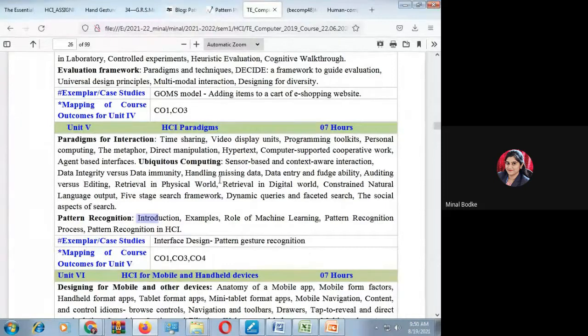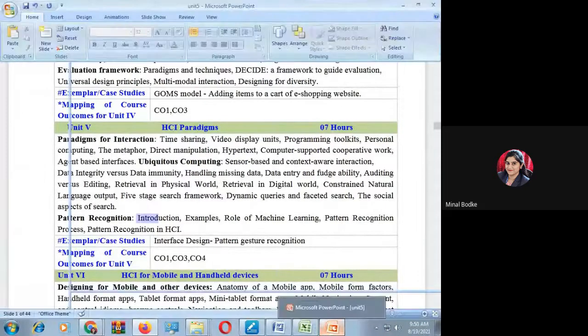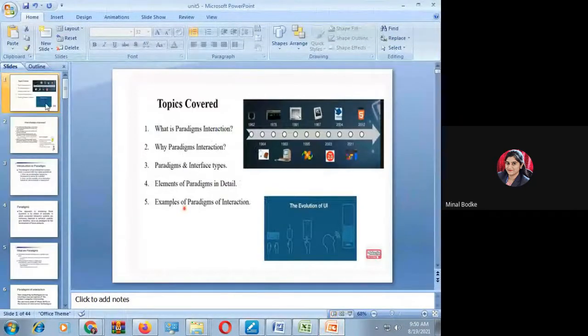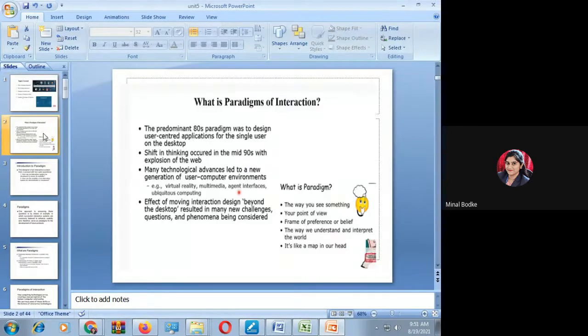So we will start. The topics we are going to cover today are what paradigms are, why they are required, types of paradigms of interaction, and then examples we are going to see. Okay, so let us start.